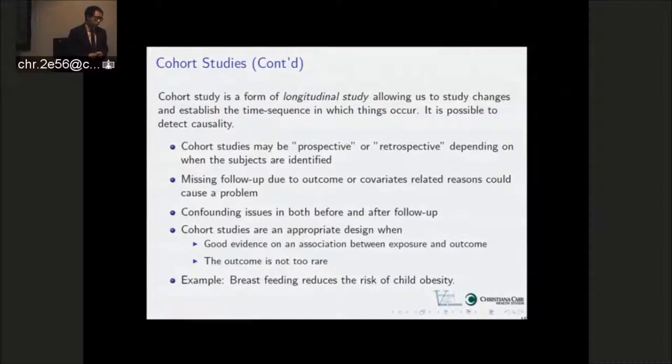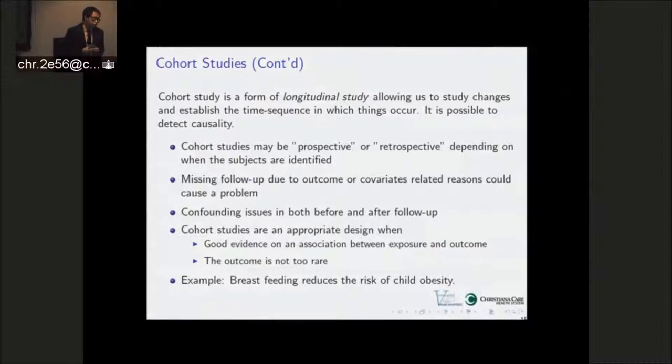The confounding issue is also possible in a cohort study, both before and after follow-up. Before follow-up, it could affect the treatment assignment. After follow-up, it could affect the compliance issue. A patient may be assigned to or select one group, but may change to another group.